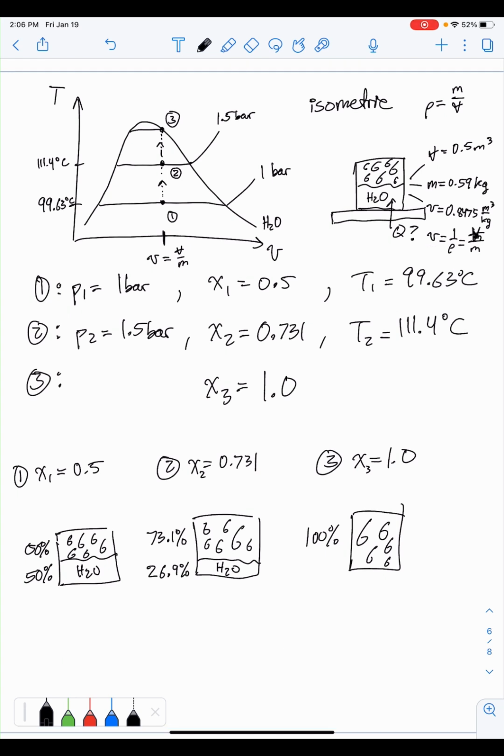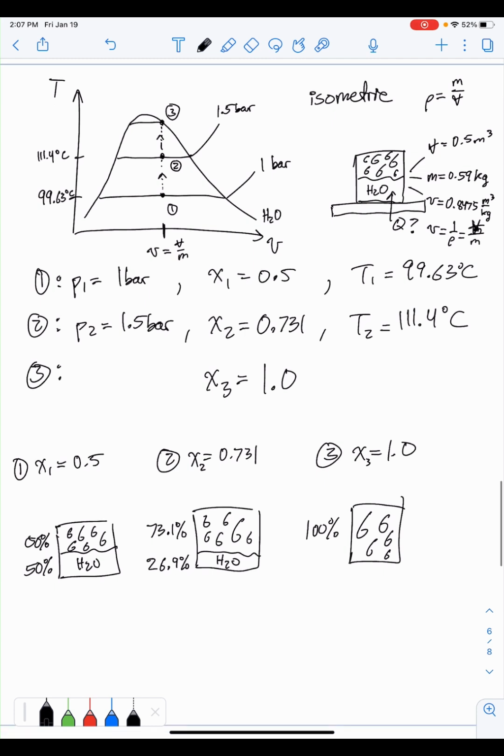Initially, we start with a quality of 0.5. This means that within this container, 50% of the composition is vapor and 50% is still liquid. At state 2, the quality factor is now 0.731, so 73.1% of the composition is vapor and only 26.9% is liquid. Finally, in state 3, the quality factor is 1 and the entire thing is vapor. This correlates to our position on the graph with respect to the right-hand side of the curve. When you hit the right-hand side of the curve, your composition will be all vapor, whereas the left-hand side is where the composition is all liquid.